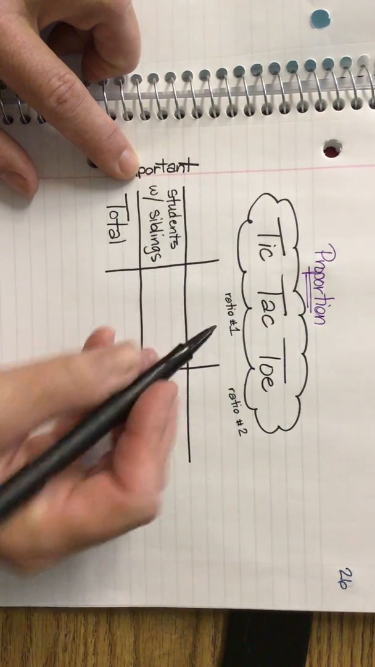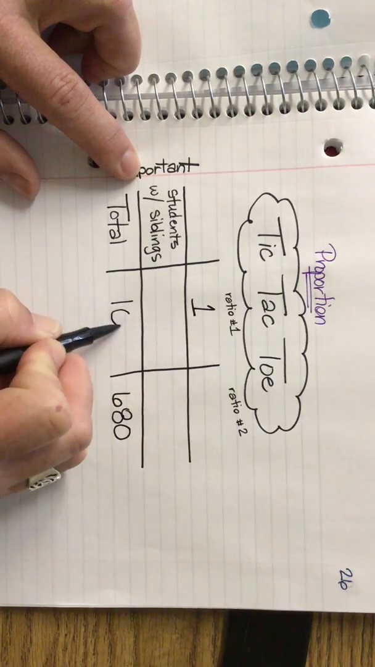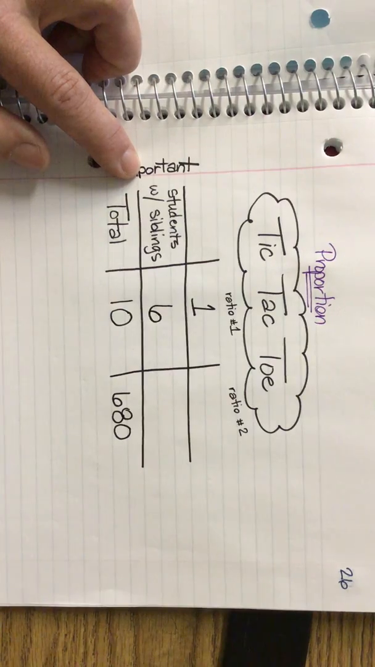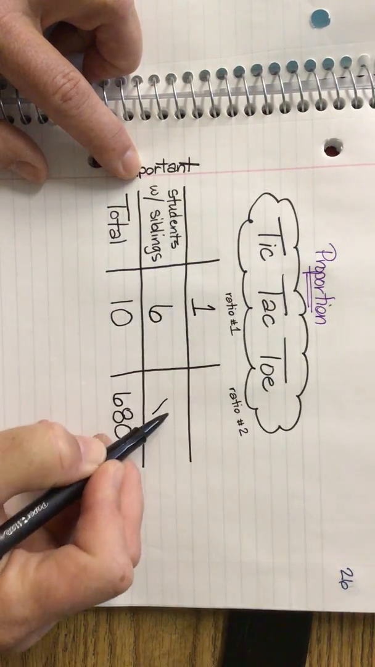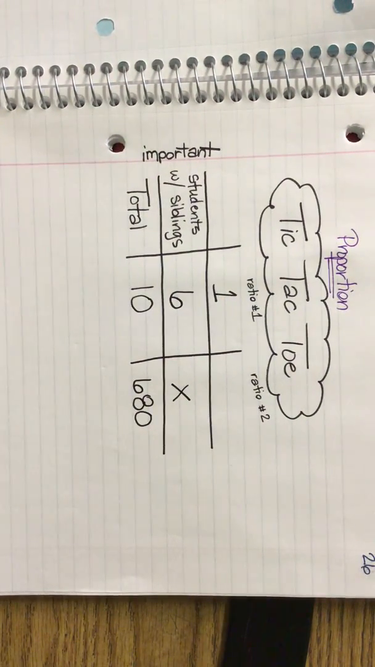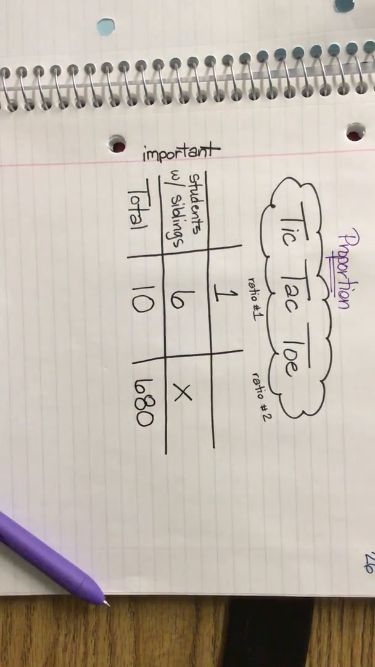But I also know that I have a ratio number 1 that says that for every 10 students at Lake Air, 6 have a sibling, okay? And I want to find out, so how many total students have a sibling at Lake Air? And all we're going to do, that's right, so this was ratio number 2.